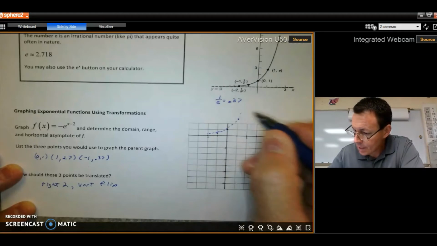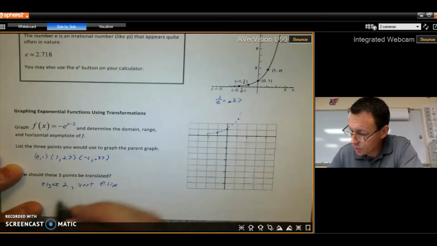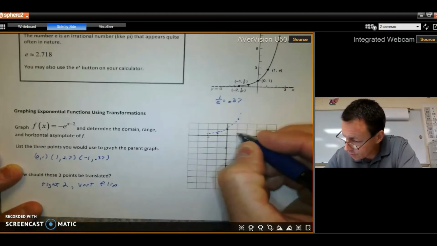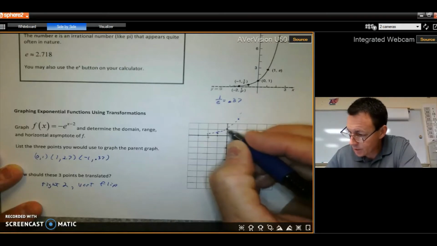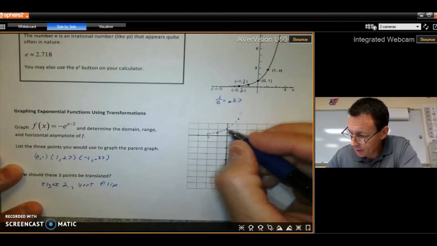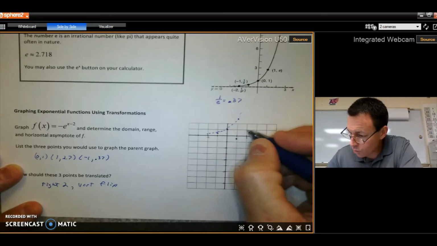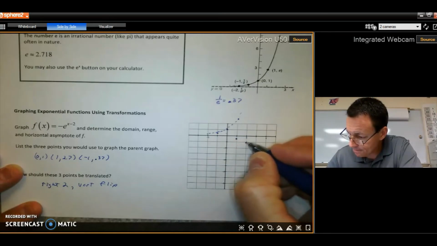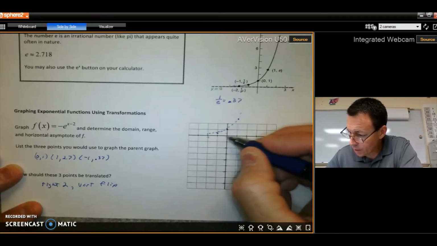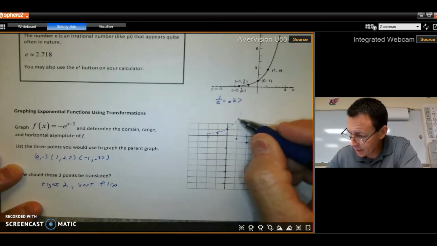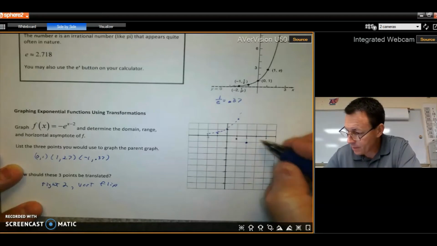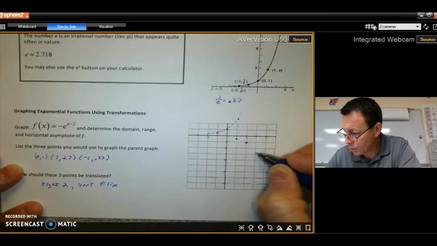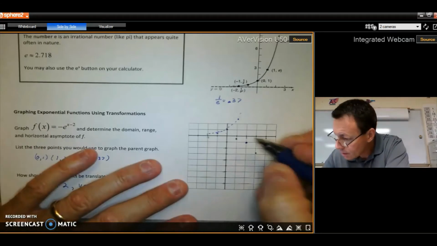Okay, and then I need to move each of these right 2. So I'm going to go right 2, and then I'm going to flip it. So instead of being up 0.37, I'm going to be down about 0.37. The next one, 0, 1, I'm going to move that right 2, and then instead of being 1 above, I should be 1 below. And then this one, where I went over 1, up 2.7, again, I need to shift it over 2, and then I need to flip it. So instead of being above by 2.7, I'm 2.7 down.